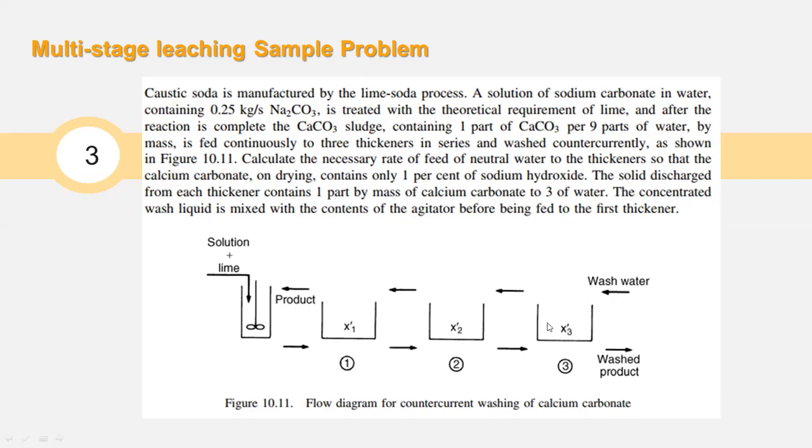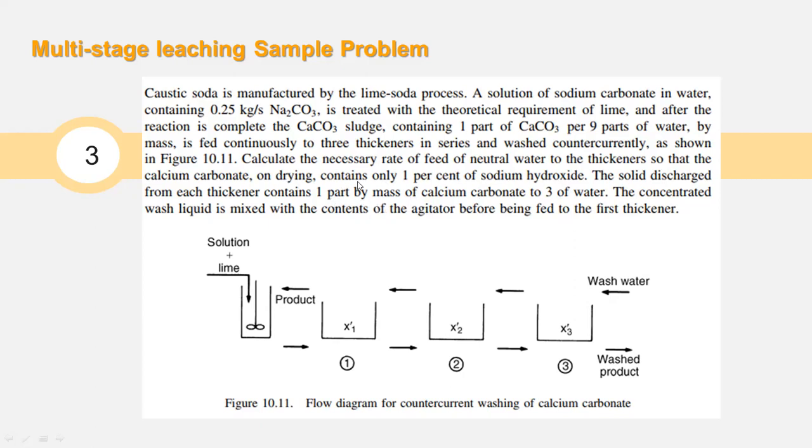So you are asked to determine the necessary amount of the feed water, or that's the amount of our wash solvent. It is to be assumed that this particular solvent is 100% pure, meaning no other components present in it. And then we have this added information that the solid as discharged from each of the thickeners contains 1 part by mass calcium carbonate to 3 parts water.